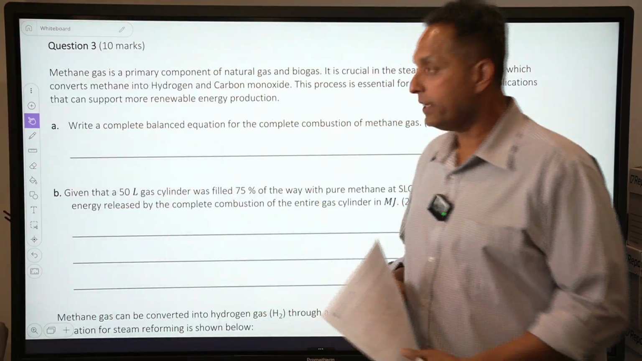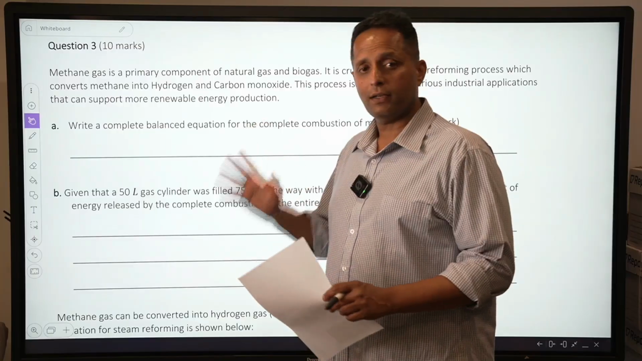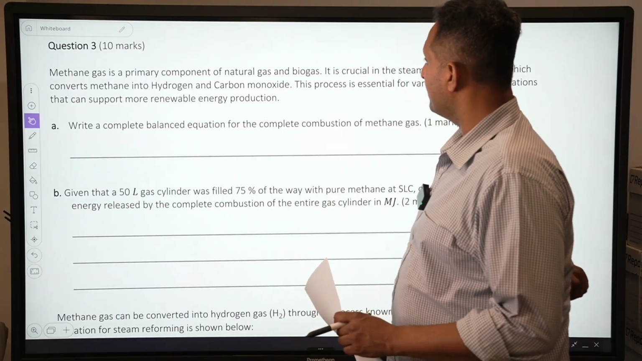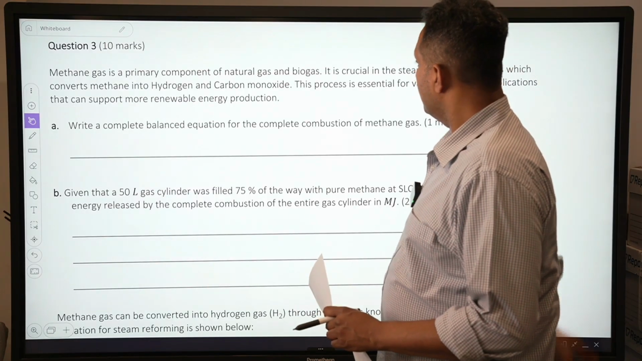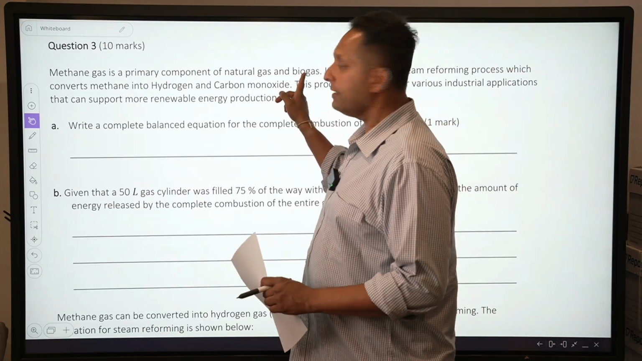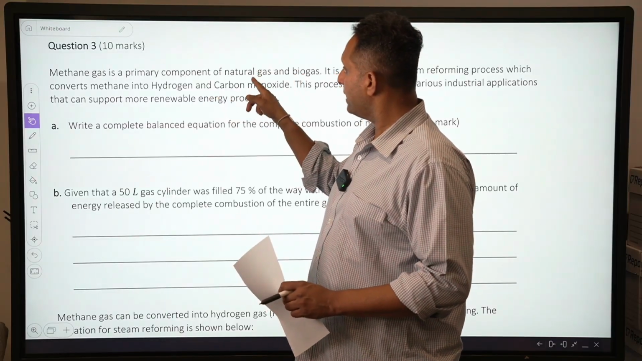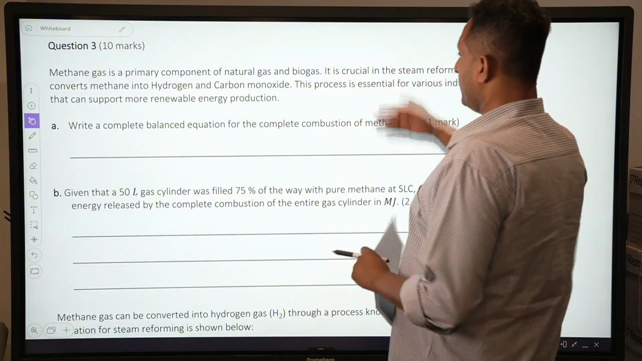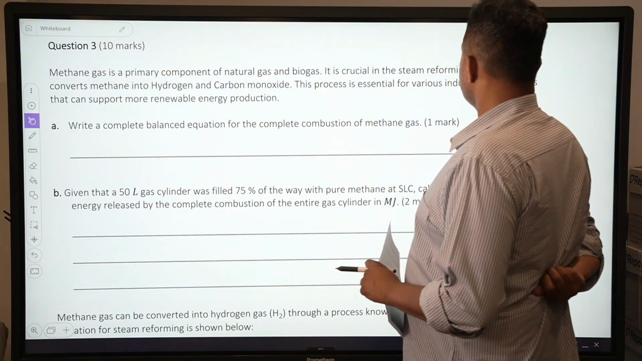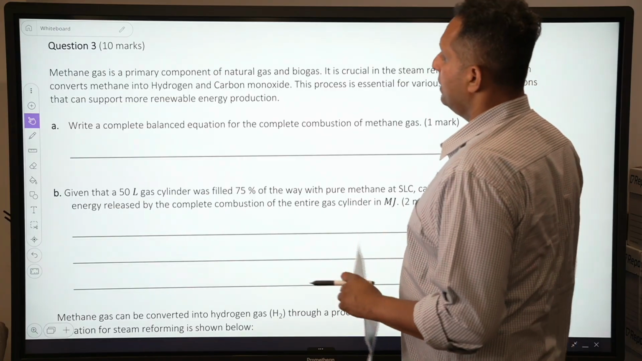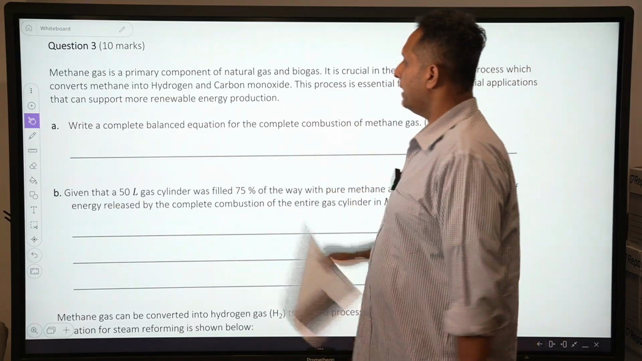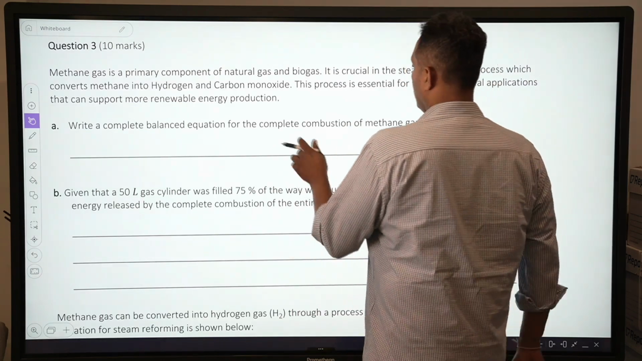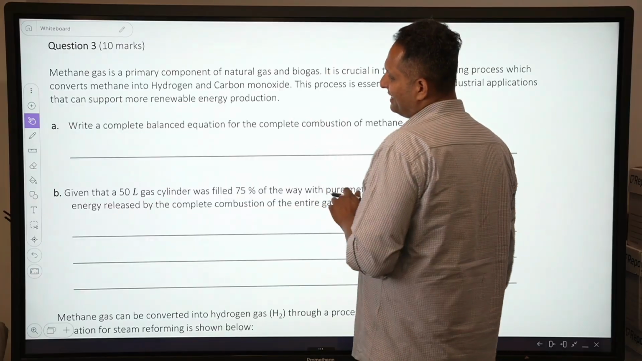Hello, what's going on? Question 3, SAC 1. This is about biogas. Now, methane can be considered as a biogas as well as a natural gas. It depends on how you source it. This process is essential for various industrial applications. Write a complete balanced equation for complete combustion of methane, which is quite easy.